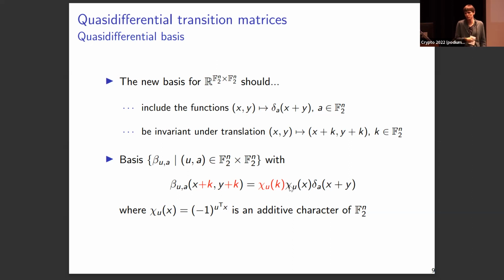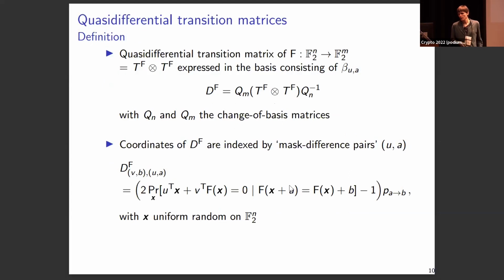The reason why we use this particular basis is because this guy of u is a group character. So now we have this basis, and then we can just do a change of basis on our transition matrix, and that's what this quasi-differential transition matrix is. So there's nothing more to it, but if you're a practical person, you probably want to know what the actual coordinates of the matrix look like now.